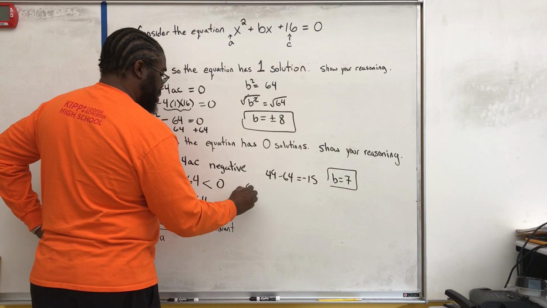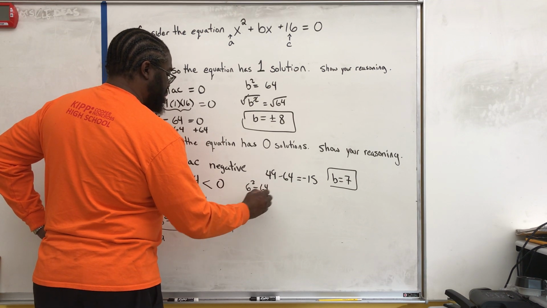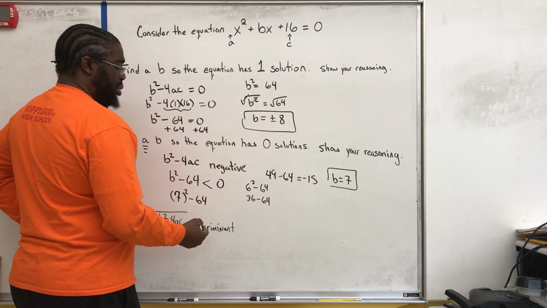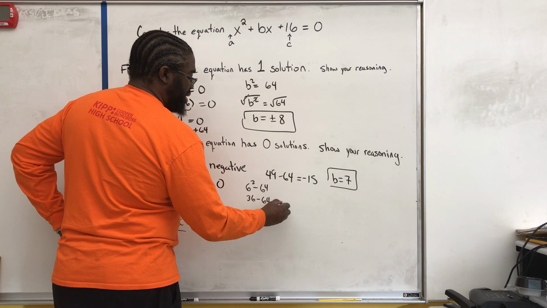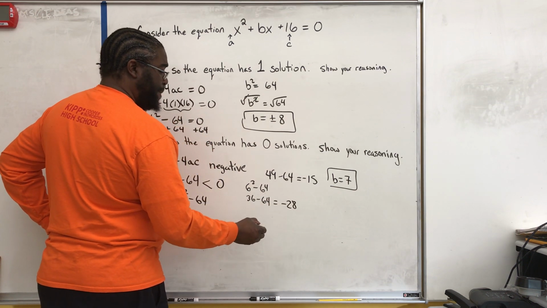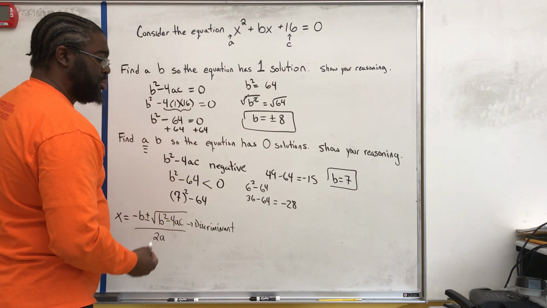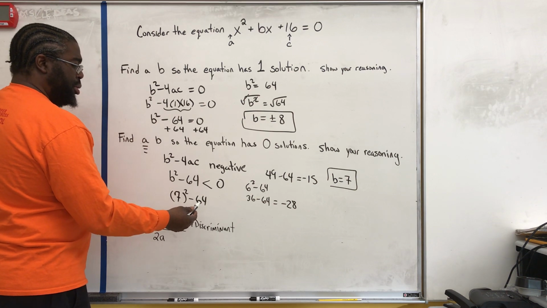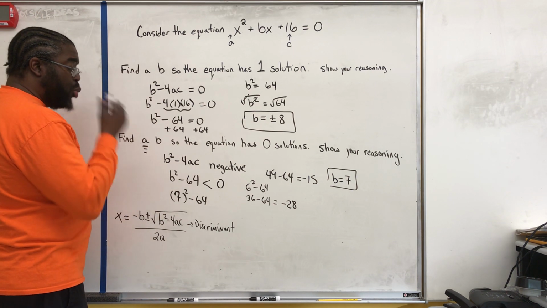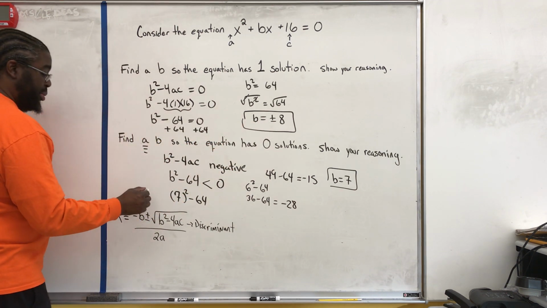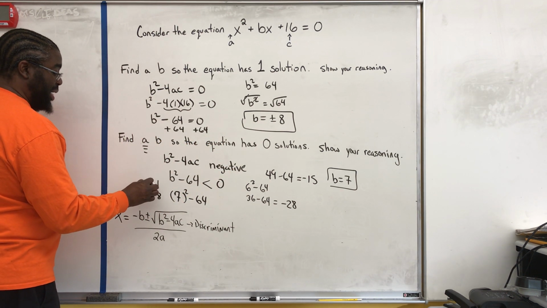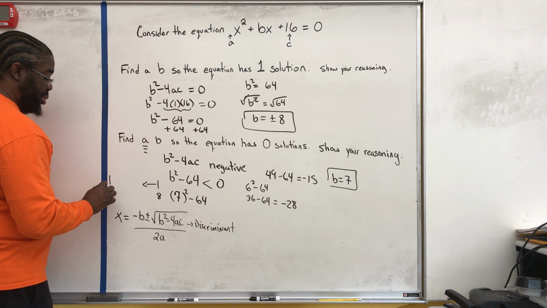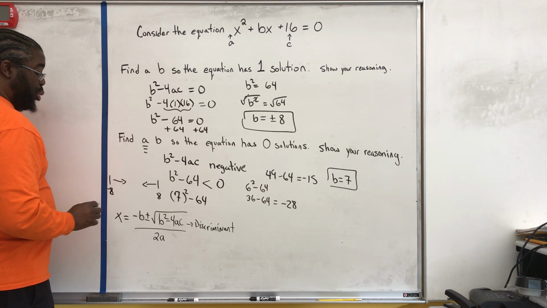6 can also work. 6 squared minus 64 would be 36 minus 64. Right? That's 2 shy of 30, so that's negative 28. Right? That's also negative. That would work also. Well, pretty much any number below 8 would work. As a matter of fact, any number less than 8 but greater than negative 8 would work.